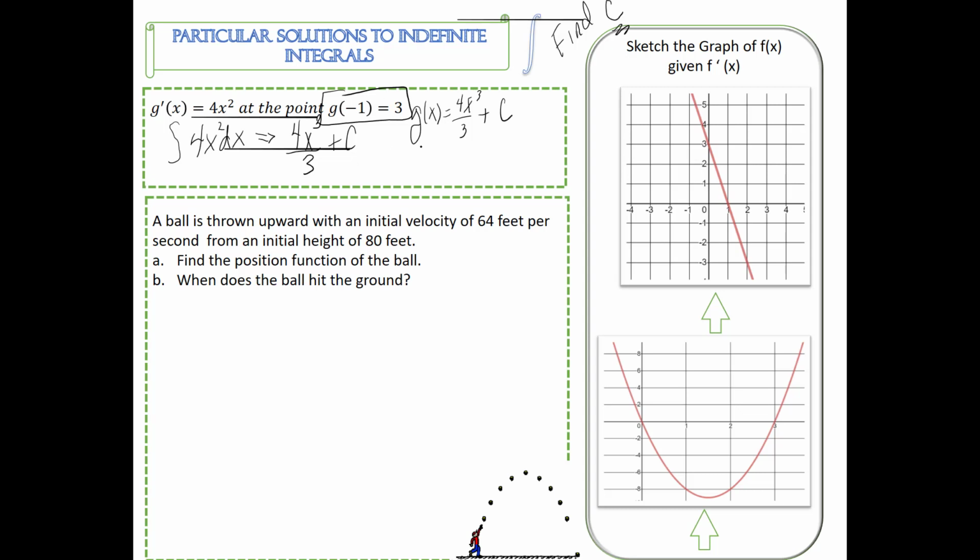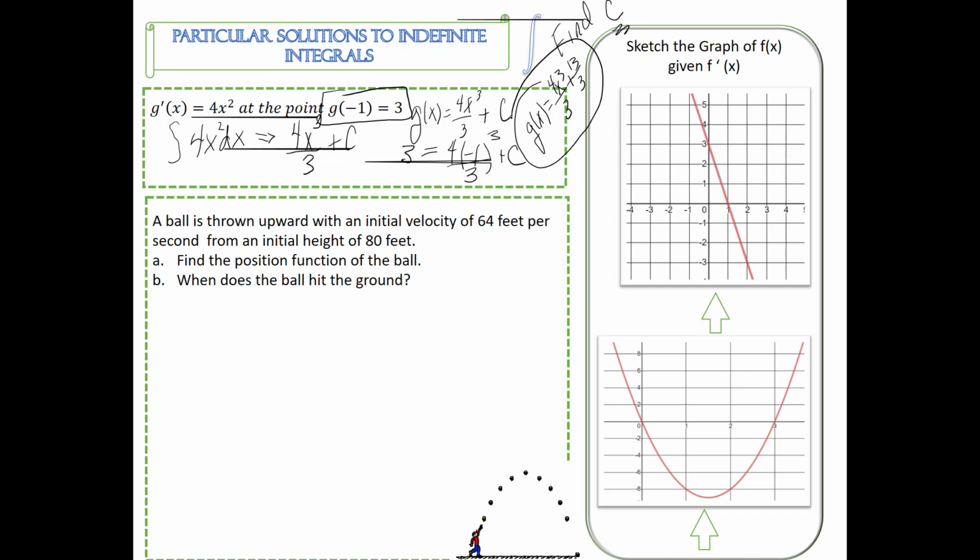So you solve that equation. So 3 equals 4 times negative 1 to the third over 3 plus c. So get out your calculators, unless you're ready to do fractions. Negative 1 cubed is negative 1, times 4 is negative 4, so you have negative 4 thirds. So if I move that to the other side, 3 plus 4 thirds is going to give me 13 thirds, or 4 and 1/3. So the answer to this is going to be that g of x is equal to 4x cubed over 3 plus 13 thirds. So what you did is you found the c value.